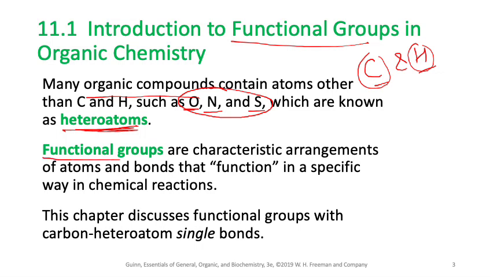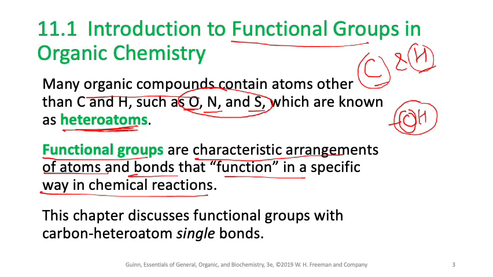So now let's talk about the functional group. What is a functional group? Functional groups are the characteristic arrangement of atoms and the bonds that function in a specific way in a chemical reaction. Or you can also say a functional group is an atom or a group of atoms with characteristic chemical as well as physical properties, right? So a functional group can contain a heteroatom, for example OH. This is one of the functional groups, OH, that has a heteroatom, oxygen, attached.